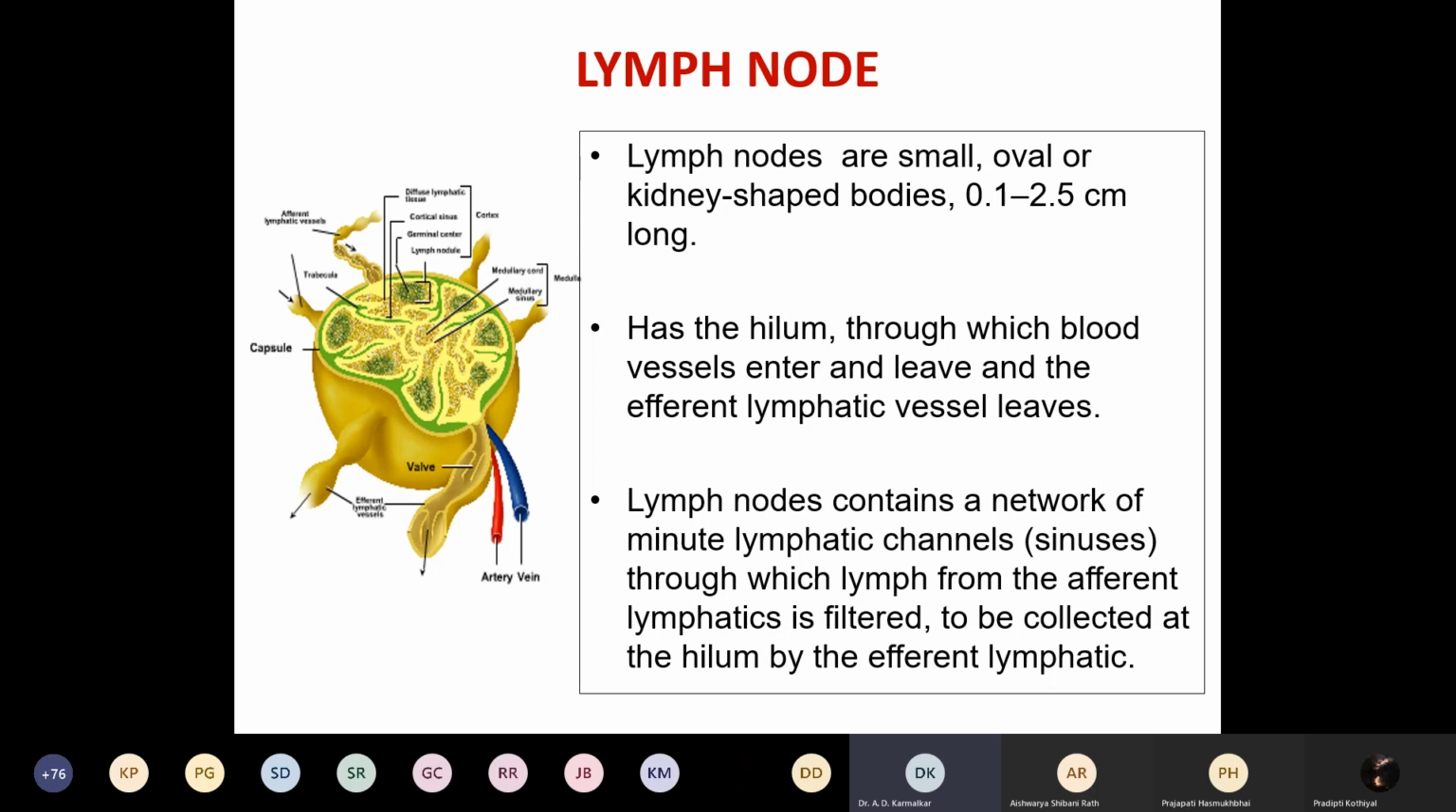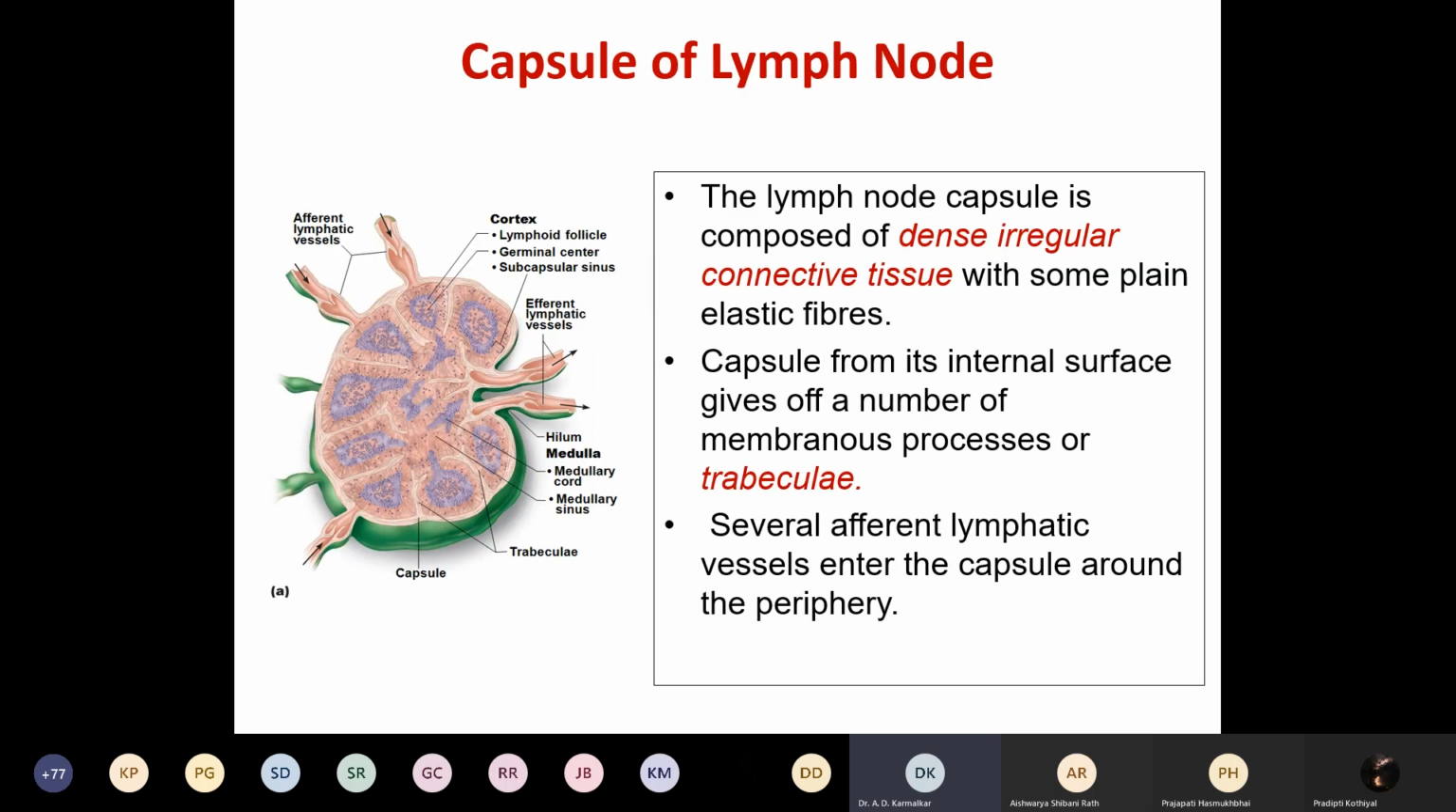It is a small oval, kidney-shaped structure, which has many afferents. If you see this, there are many afferents surrounding the lymph node. The capsule of the lymph node is a connective tissue, a dense irregular connective tissue. Yesterday, in the last lecture, we have seen one example of dense irregular connective tissue is the capsule of the lymph node, which will send the septa, which is called the trabecula, and it will divide the node into different compartments.